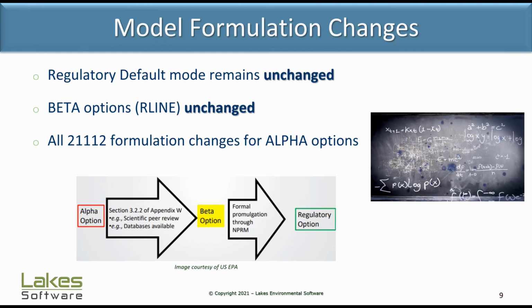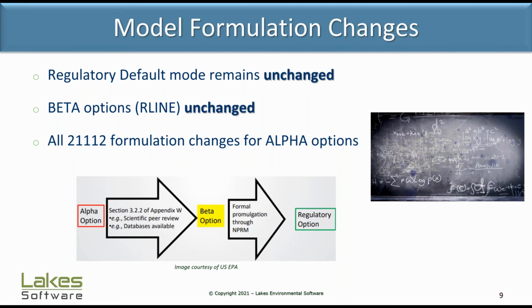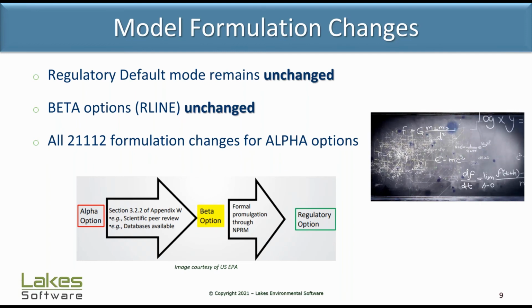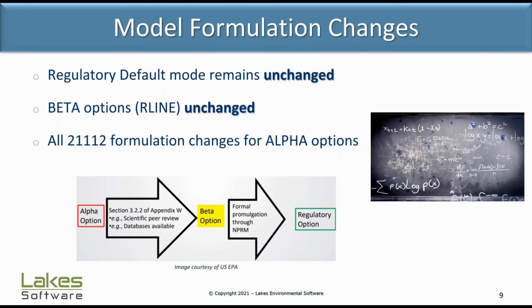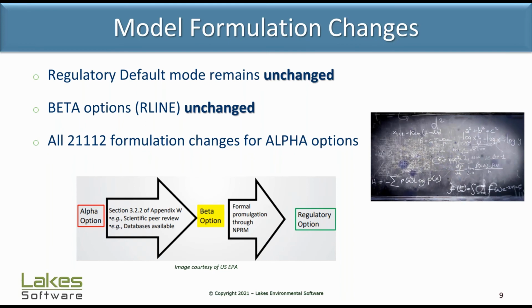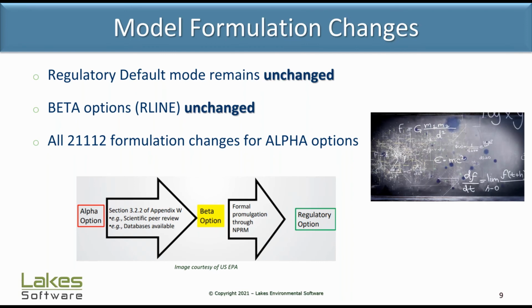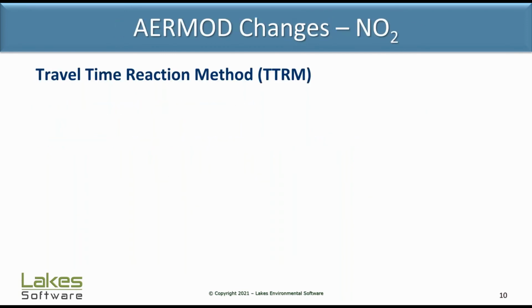made, and so on. So all of the formulation updates in 21112 are alpha options available for testing and evaluation, but really need to undergo some significant review before they could be considered for regulatory use at some point in the future. The first major updates to these formulation changes relate to NO2, nitrogen dioxide calculations. There are two new alpha options applied, and these are non-default options, as the alpha flag implies.